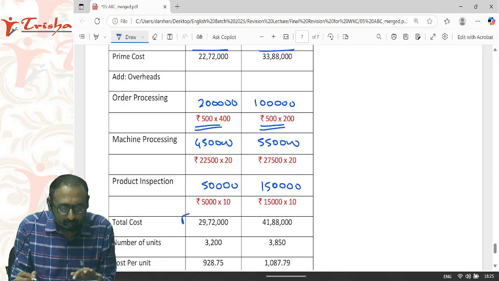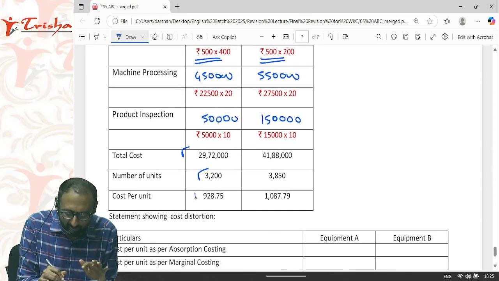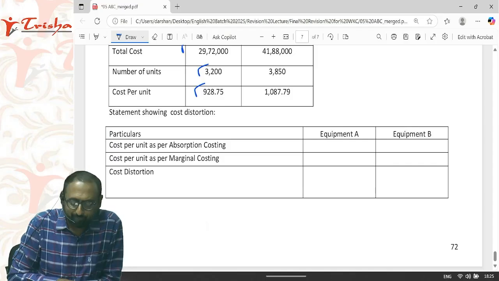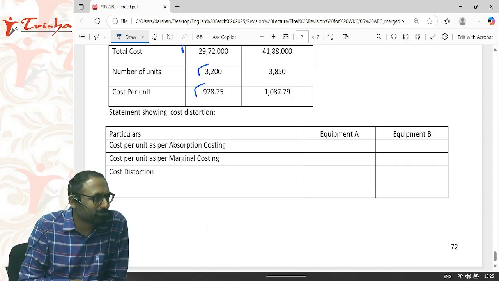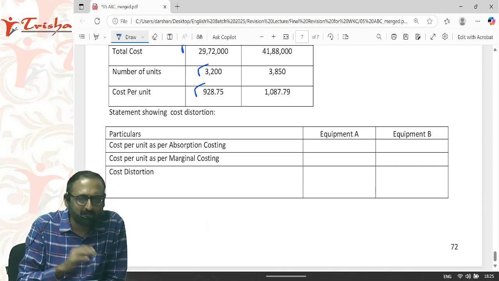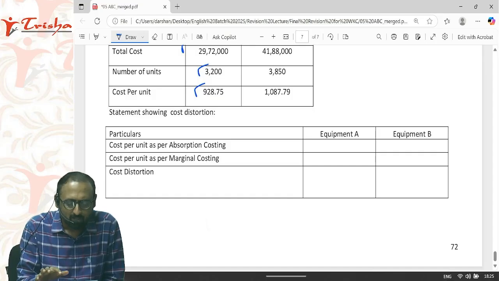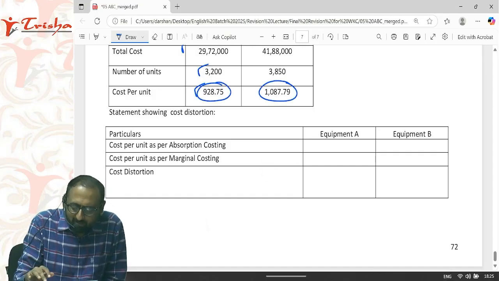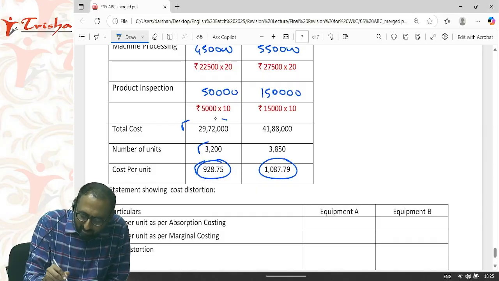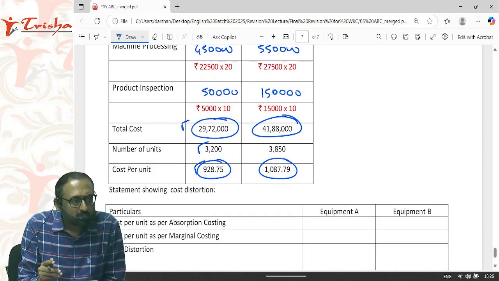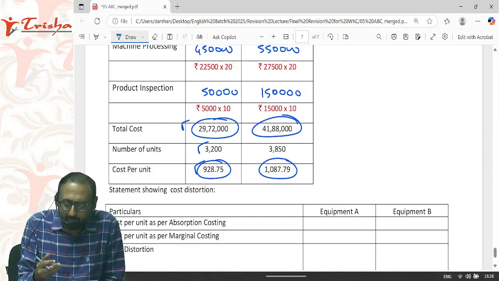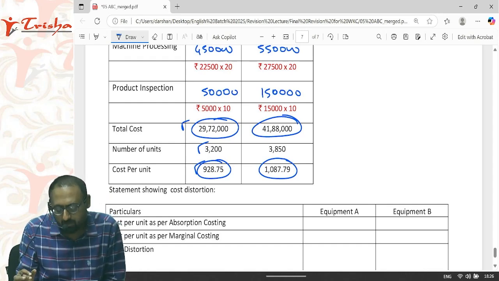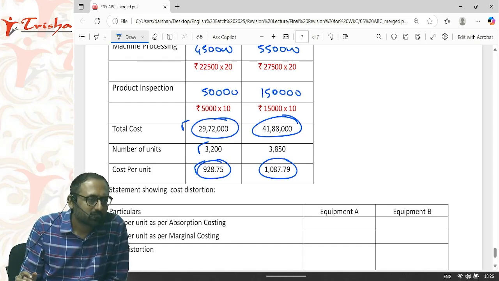I'll take the total divided by the number of units. It will be my cost per unit. Sometimes in a question, they will ask you to compare the cost per unit under the traditional method of costing and under activity based costing. Now guys, why have I calculated per unit here? Please tell me. Under activity based costing, generally we take the total cost. Then why have I divided by the number of units and calculated cost per unit?